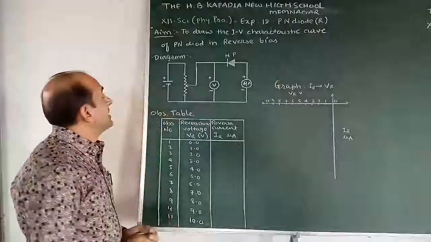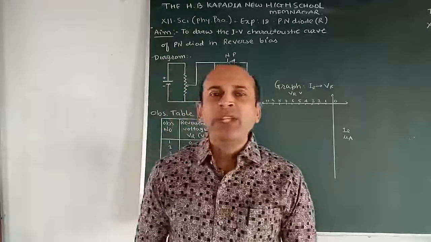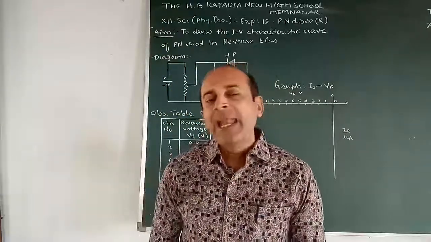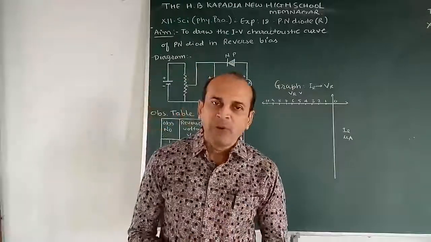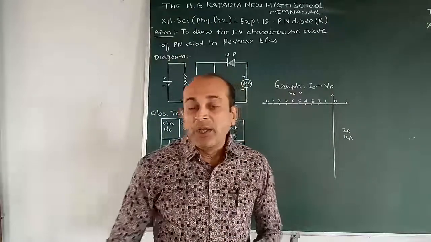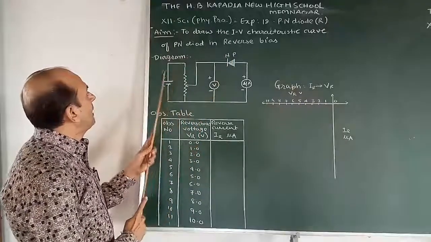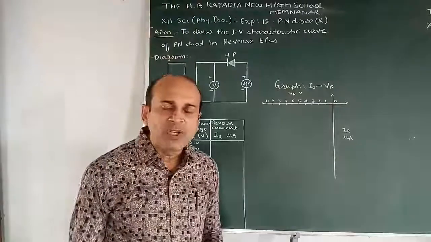Experiment number 7 (18?), and today our aim is to find the reverse characteristics of the PN junction diode. Last time we studied the characteristics of the PN junction diode in forward bias, but today let me study the reverse bias. In reverse bias, the N type material is connected to battery positive and P type is connected to battery negative. That is the reverse bias.